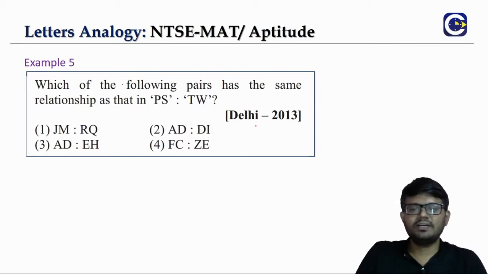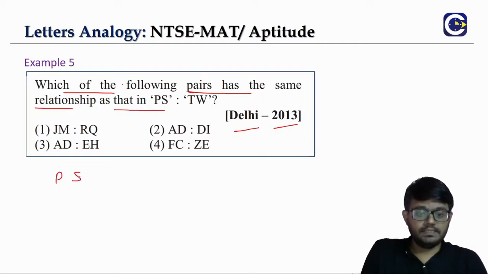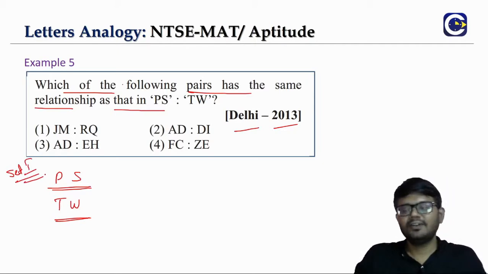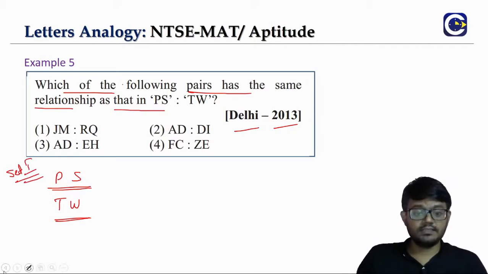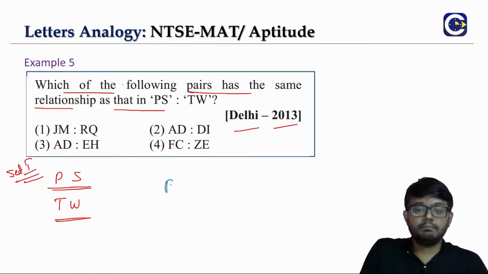This is also a previous year NTSC question. Which of the following pairs has the same relationship as that of PS, that is related to the pair of letters TW? So this is our set 1. So from set 1 we have to find what is the relation, isn't it? So see what is the relation that can be there. P, Q, R, S, T means what? 1, 2, 3, 4, the fourth letter.